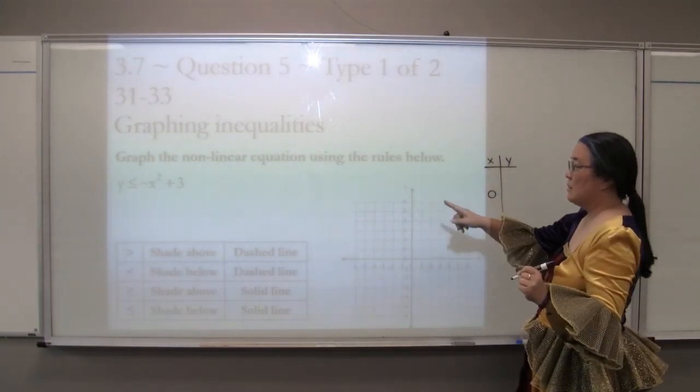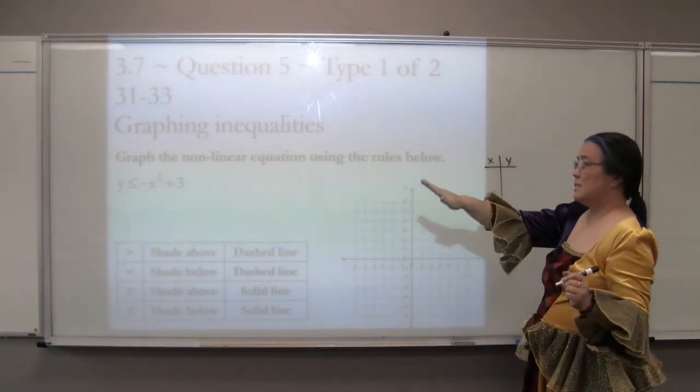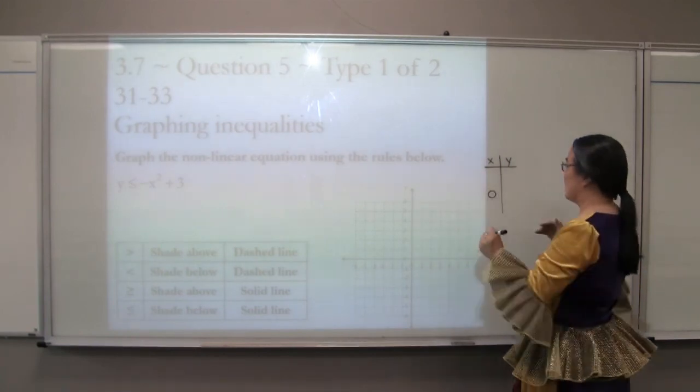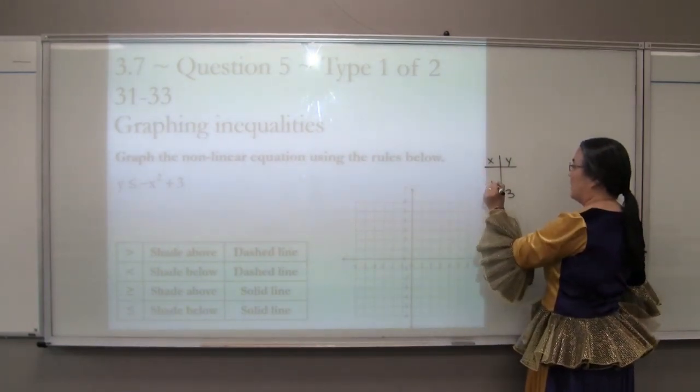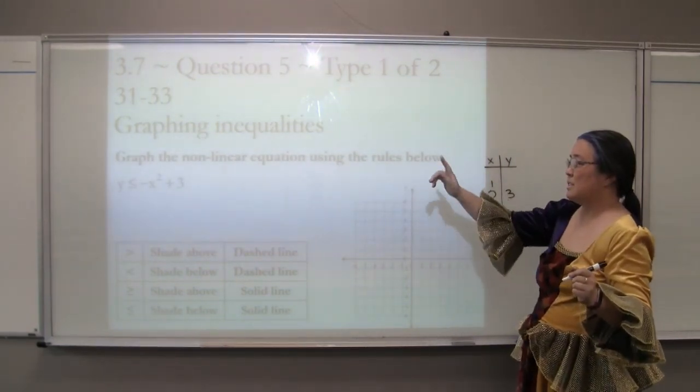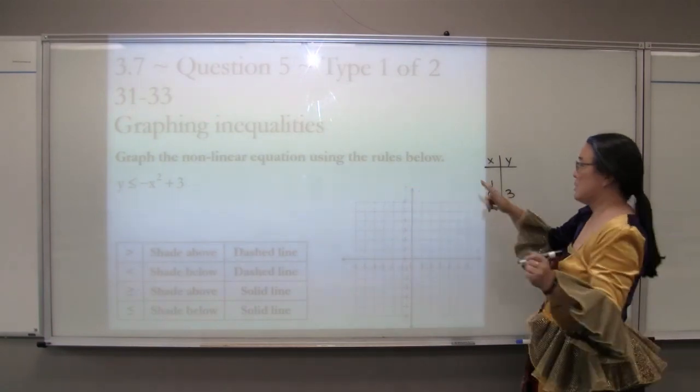If x is 0, 0 squared is 0, times a negative is still 0, plus 3 is 3. 1. 1 squared is 1, times a negative is -1, plus 3 gives me 2.